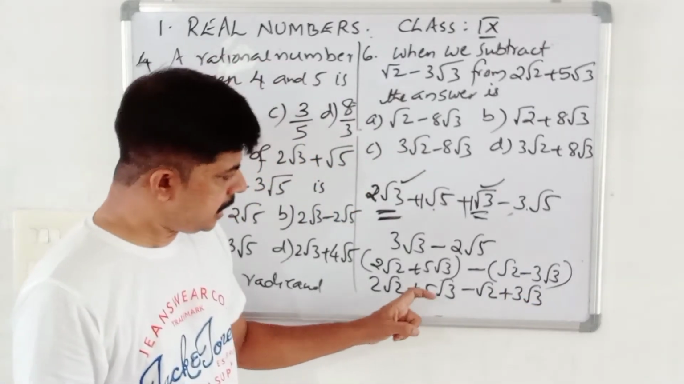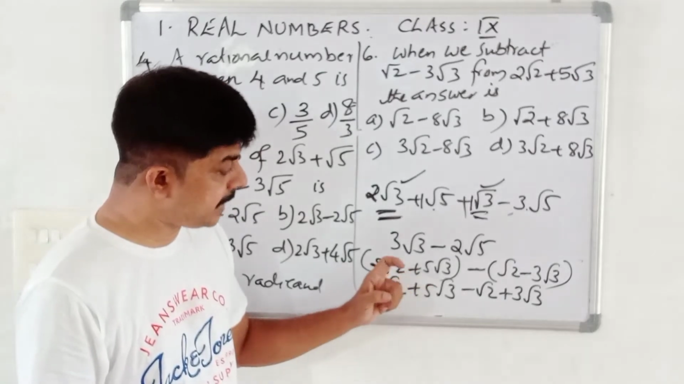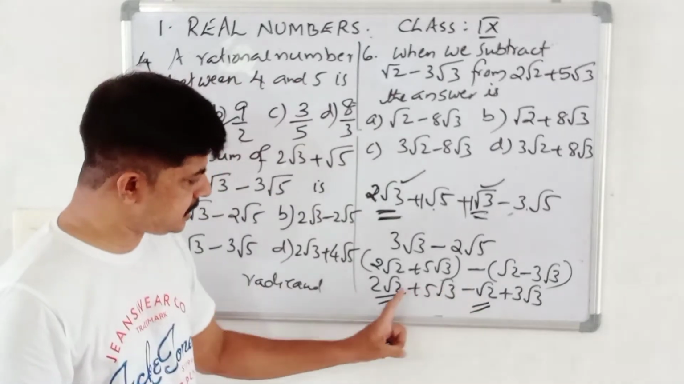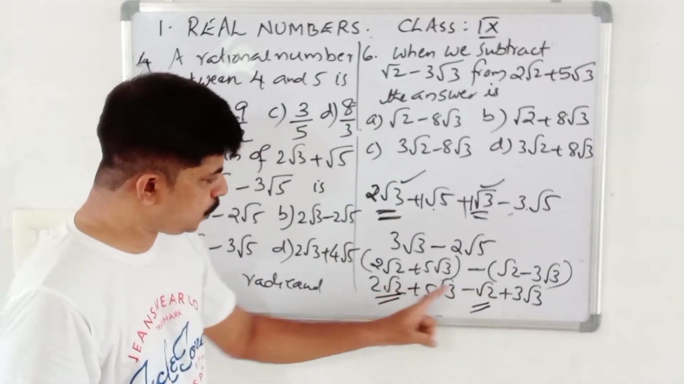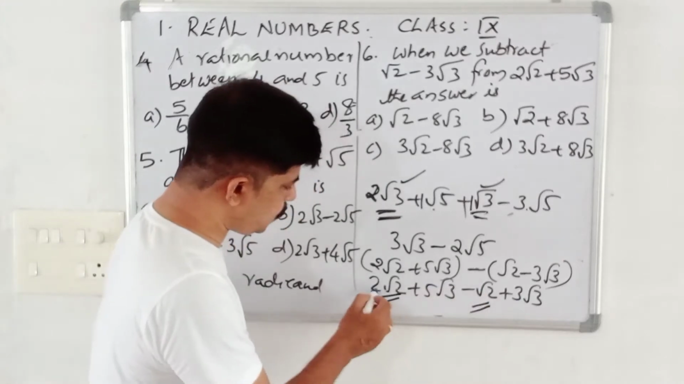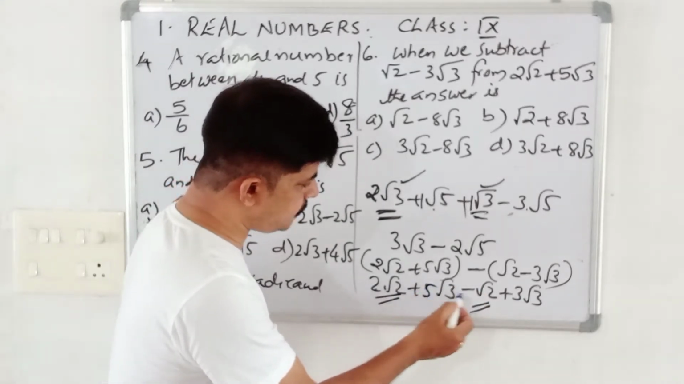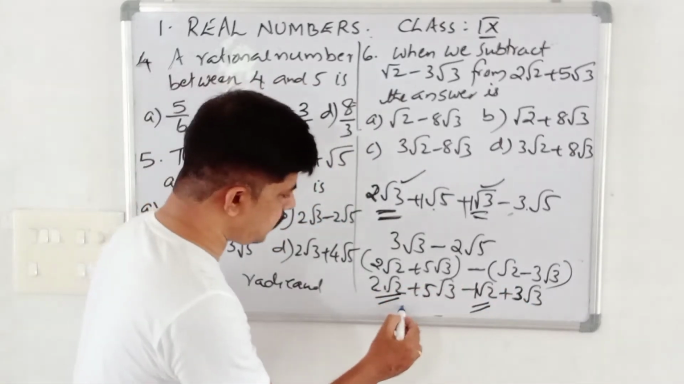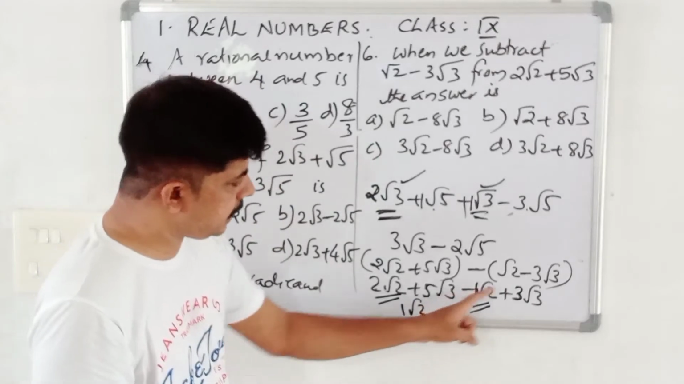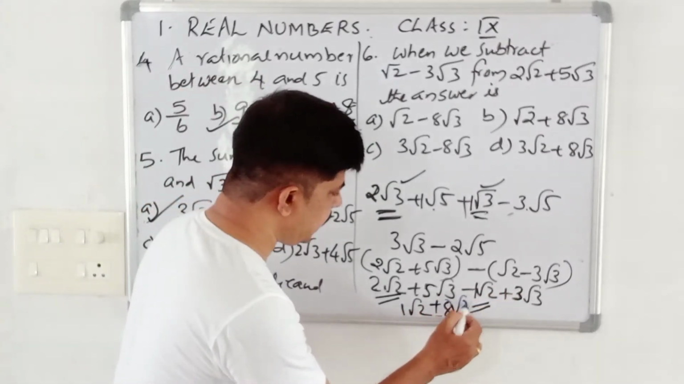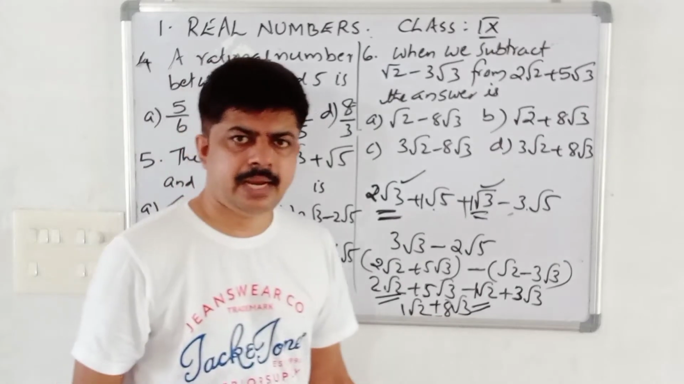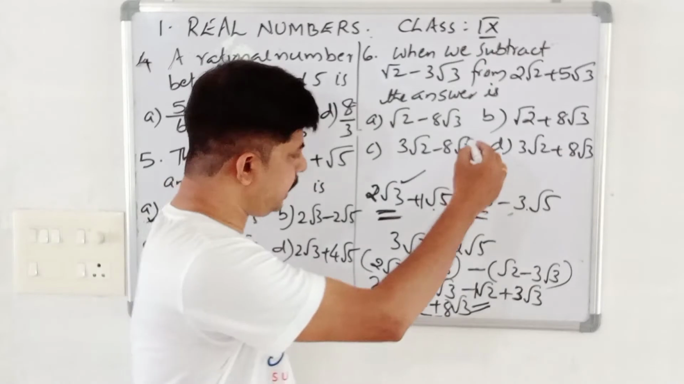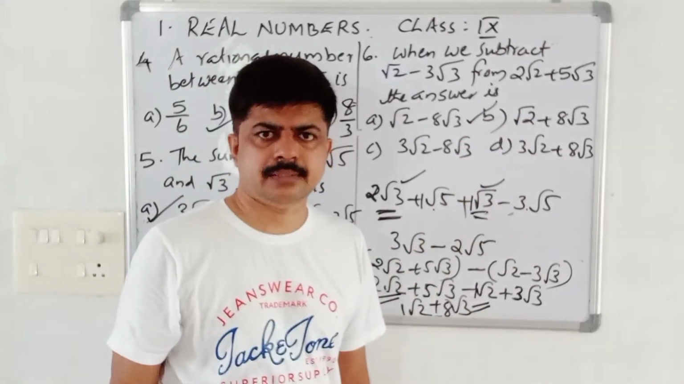Now here we have to look at the radicals with the same radicand. Same radicand means these two can be simplified. What is the radicand? 2. 2 root 2 minus, what is the rational coefficient here? Here 2 is the rational coefficient, 5 is the rational coefficient, here negative 1, here positive 3. 2 root 2 minus 1 root 2 is 1 root 2. 5 root 3 plus 3 root 3 is 8 root 3. Therefore our answer is root 2 plus 8 root 3. In the options, the correct answer is option B, root 2 plus 8 root 3.